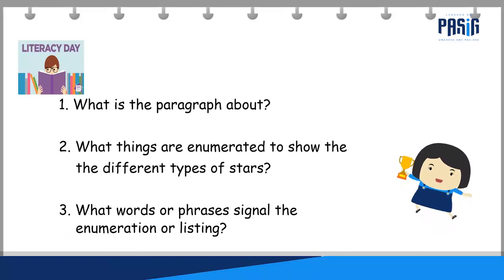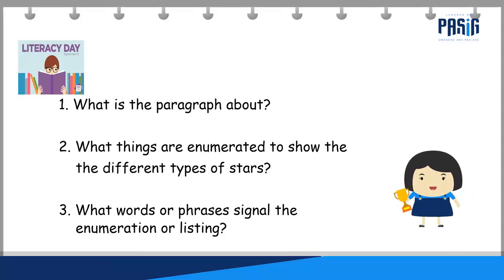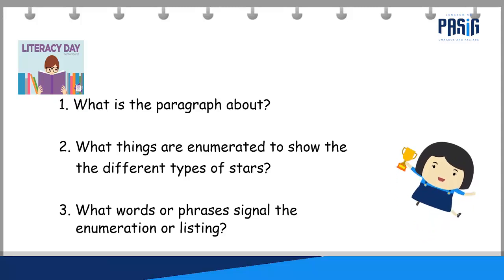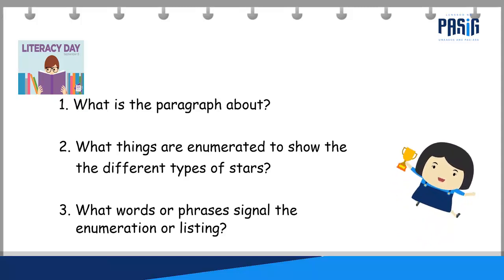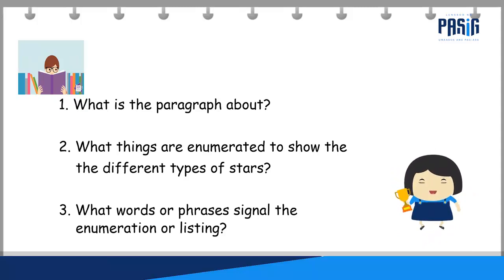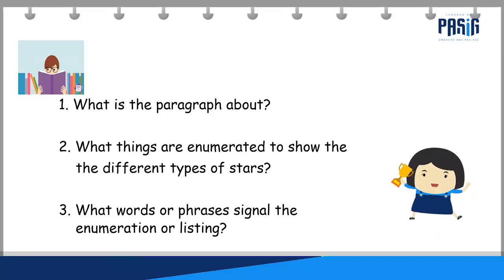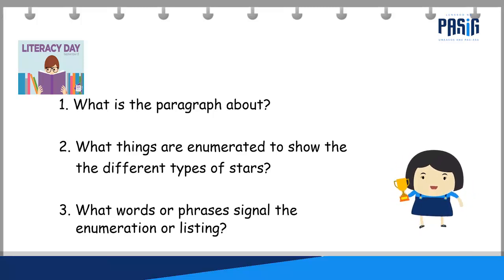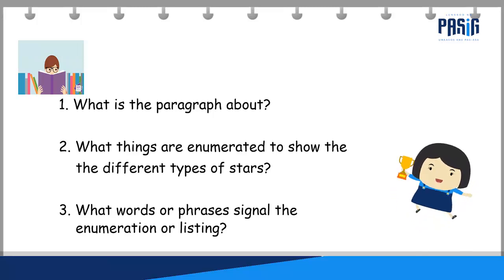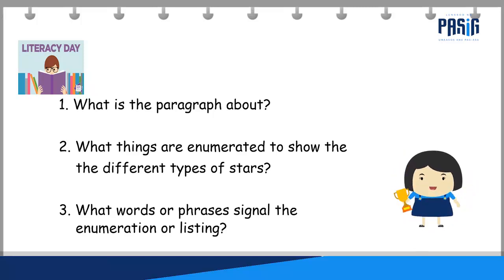Let us now answer some questions from the paragraph. What is the paragraph about? Good job! The paragraph is about the different types of stars. How about the next one? What things are enumerated to show the different types of stars? Correct! The different types of stars are the main sequence, supergiants, and small stars.